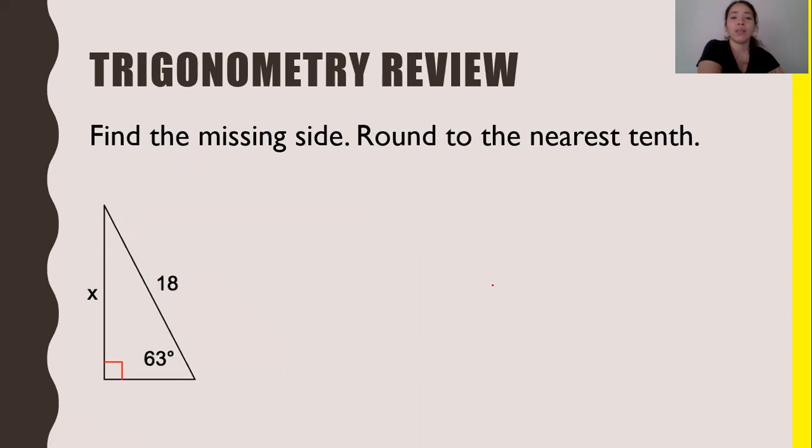So we're going to go ahead and find the missing side, rounding to the nearest 10th. We're just reviewing again how to find the missing side using trigonometry. So for this, we're going to do SOHCAHTOA. I'm going to help you label the triangles, but then I want you to tell me, are we going to use sine, cosine, or tangent?